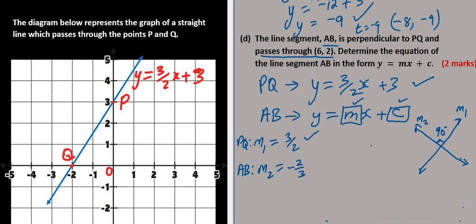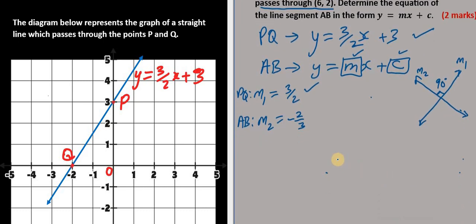We know it's perpendicular to PQ, yes, but we're focusing on the other part that says it actually passes through (6, 2). That means the point (6, 2) is on it. Just like this line PQ passes through this point P, P is on it. So we have the point (6, 2) that is found on line AB.